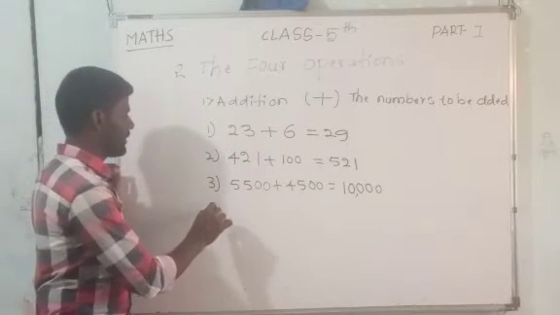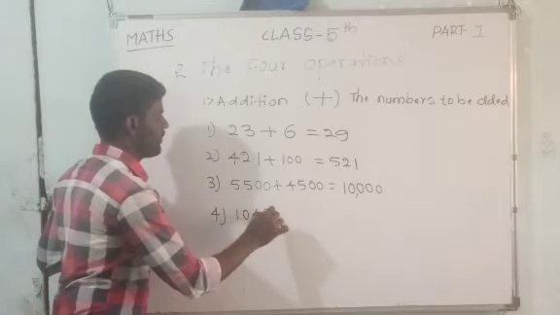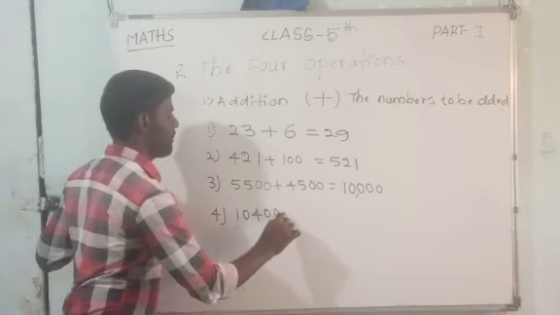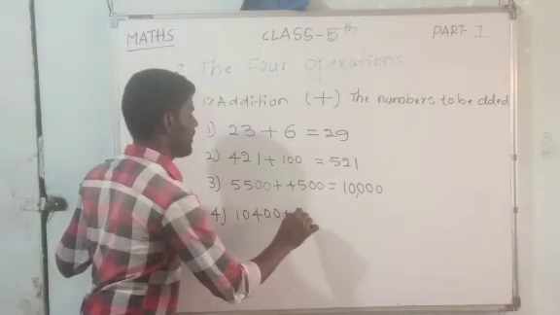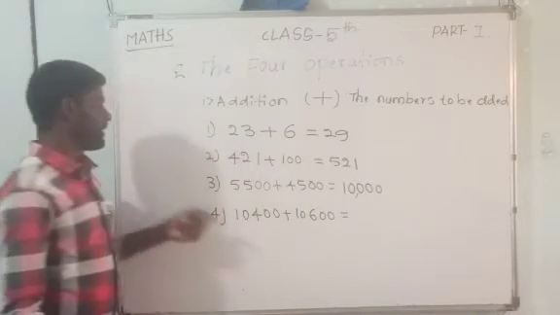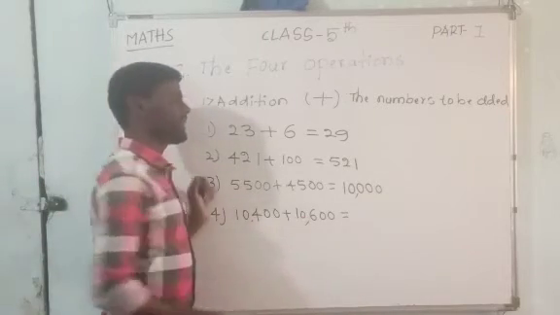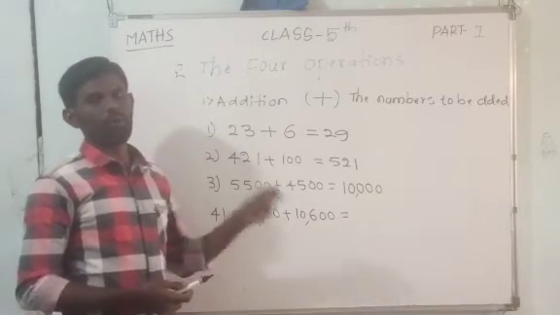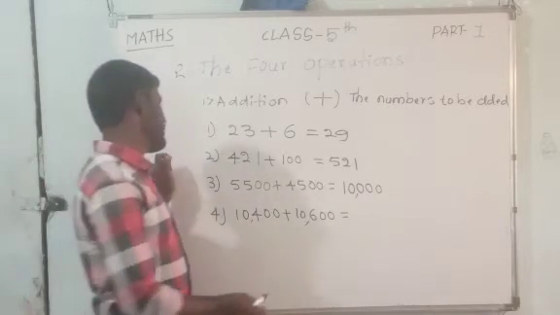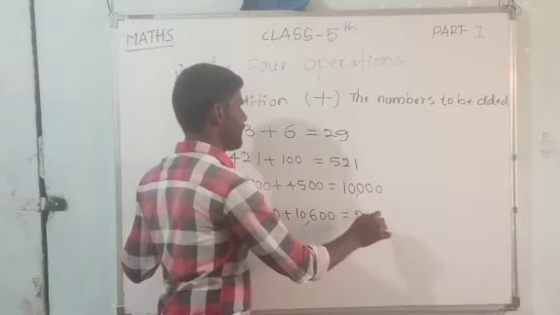Example 4, dear children: 10,400 plus 10,600. Here 10,400 is a 5 digit number and 10,600 is also a 5 digit number. What is the sum of this? That will be 21,000.